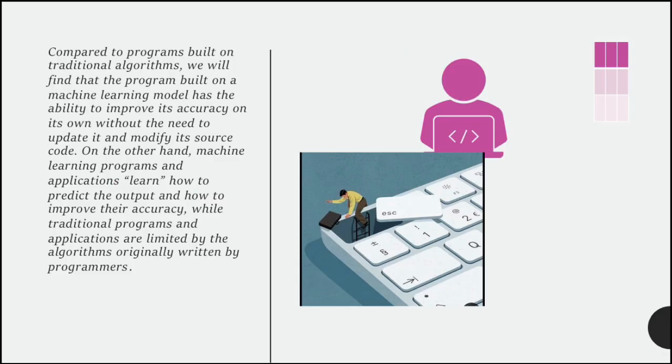Compared to programs based on traditional algorithms, we will find that the program based on the machine learning model has the ability to improve its accuracy without the need to update it and modify its source code. On the other hand, machine learning programs and applications learn how to predict the output and how to improve their accuracy, while traditional programs and applications are limited to the algorithms originally written by programmers.